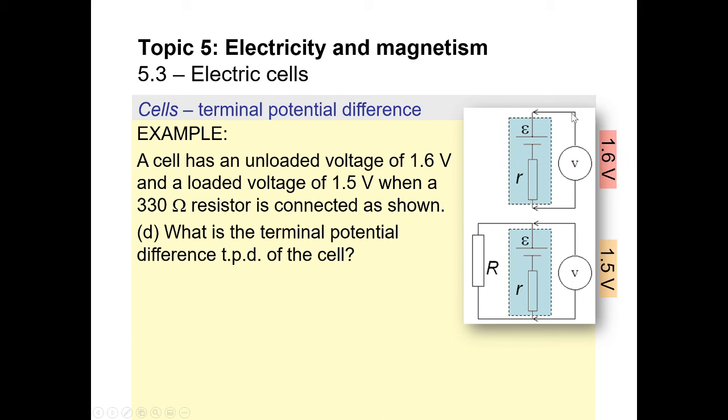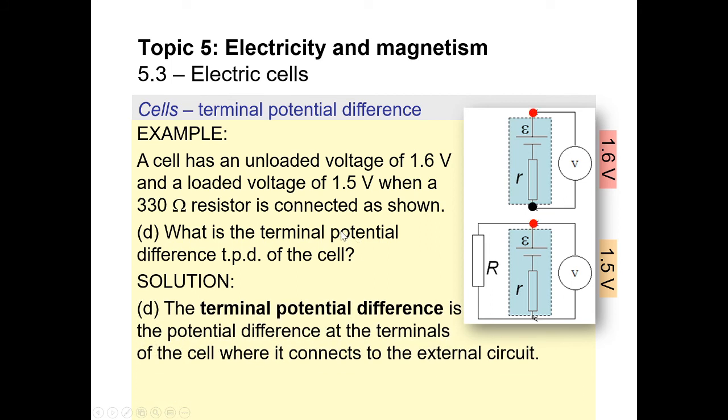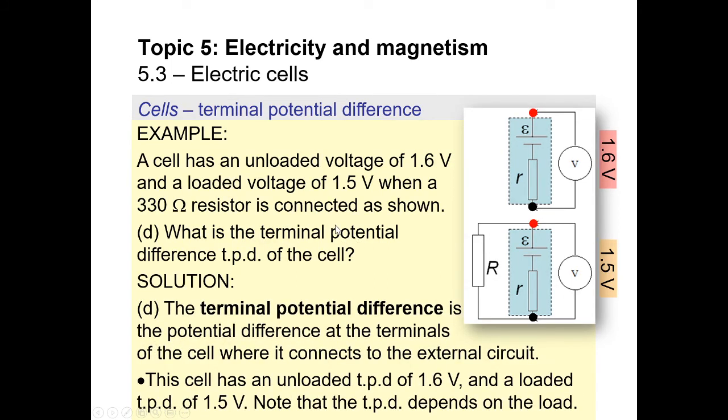When the cell is unloaded, in the first top example, the terminal potential difference of the cell is 1.6 volts. However, once we have a loaded cell, the terminal potential difference is 1.5 volts. That's what is delivered by this big blue box. So it depends whether you're considering loaded or unloaded, like I said.